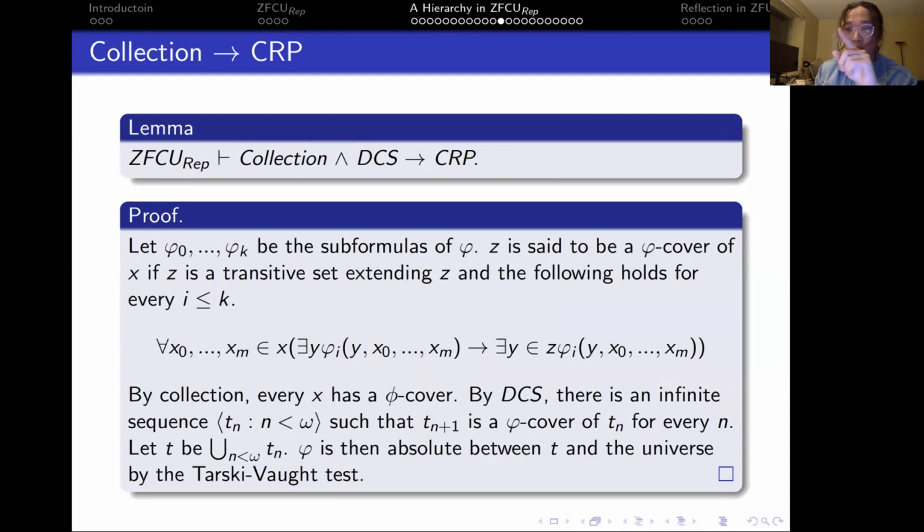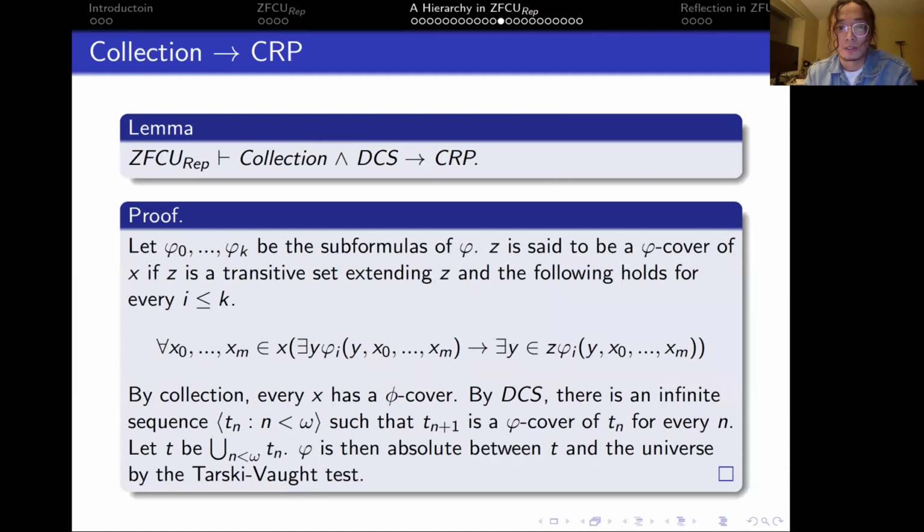Then you take the union of that collection set with X, and you take the transitive closure of that union. That would be a phi cover of X. So by the dependent choice scheme, there will be an infinite ascending chain such that Tn plus 1 is always a phi cover of Tn. Then we can take the union of all these Tn's. That would be a transitive set such that phi is absolute between T and U by the Tarski-Vaught test, basically.